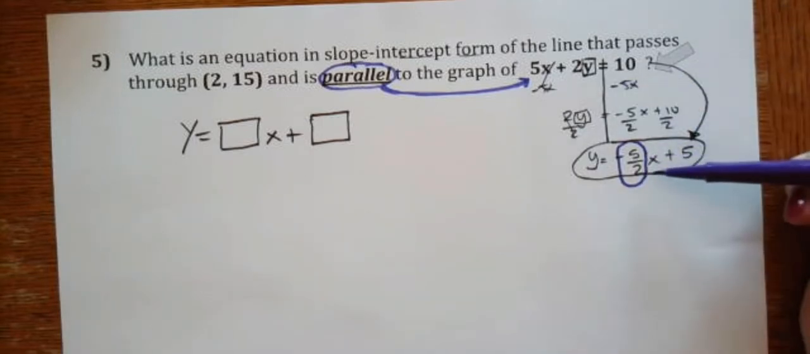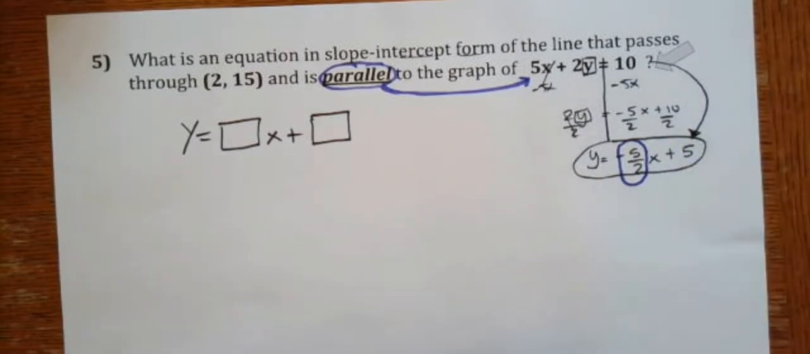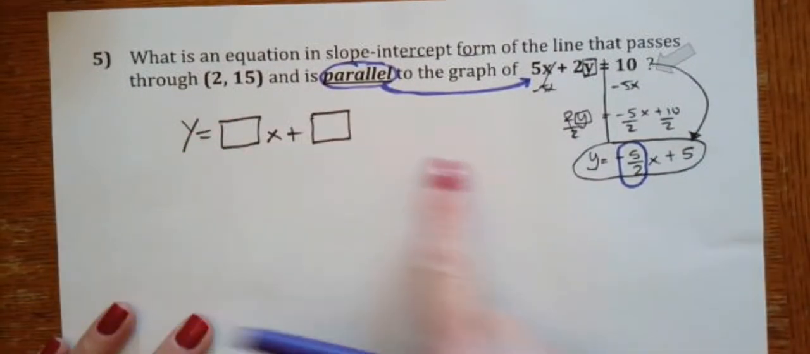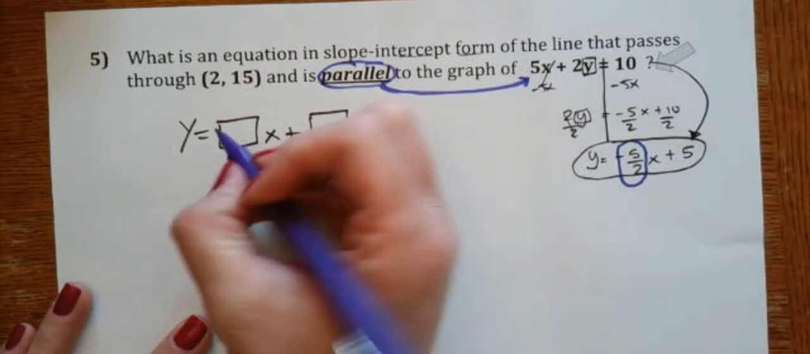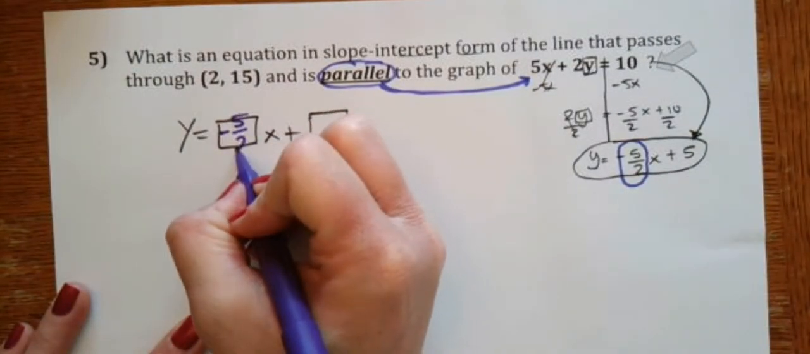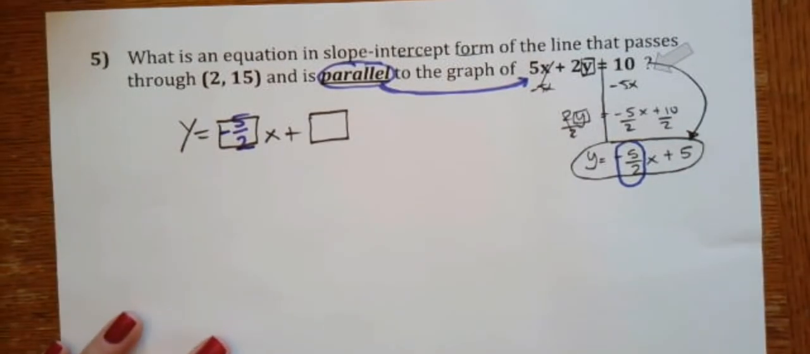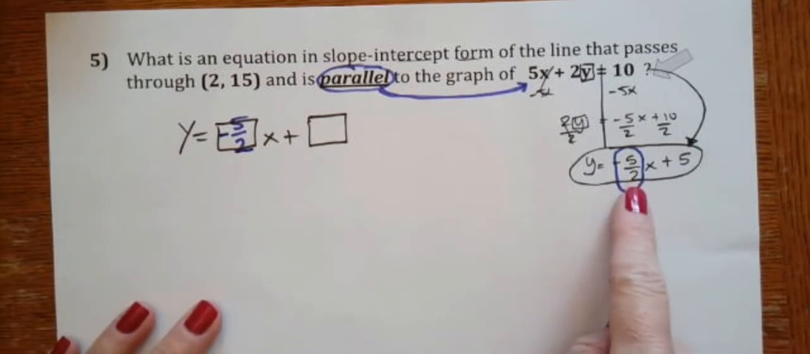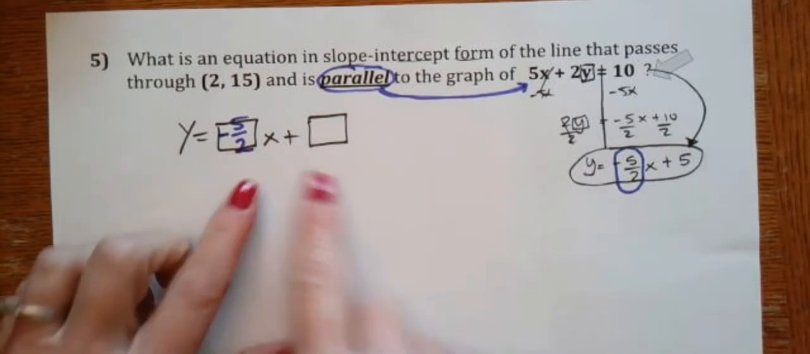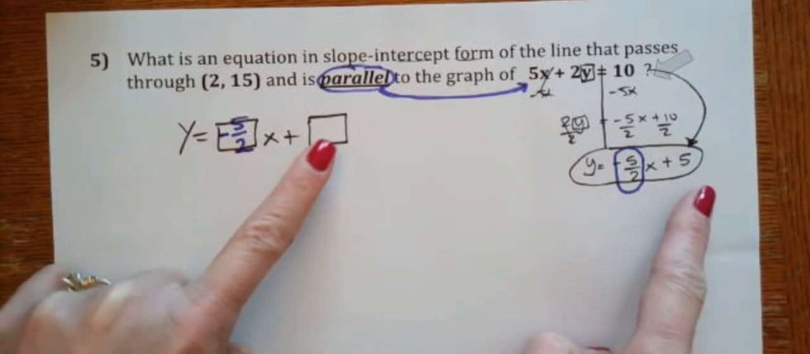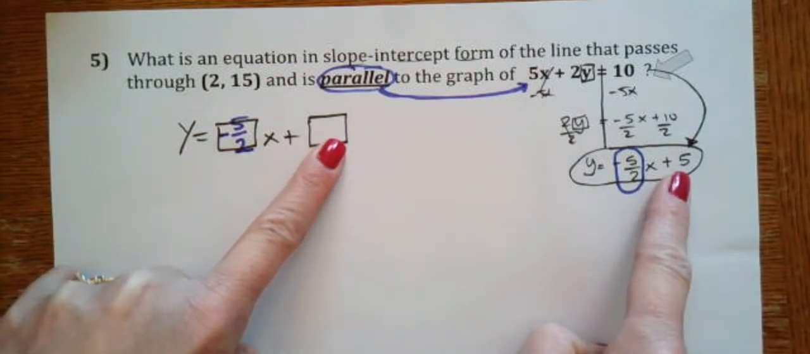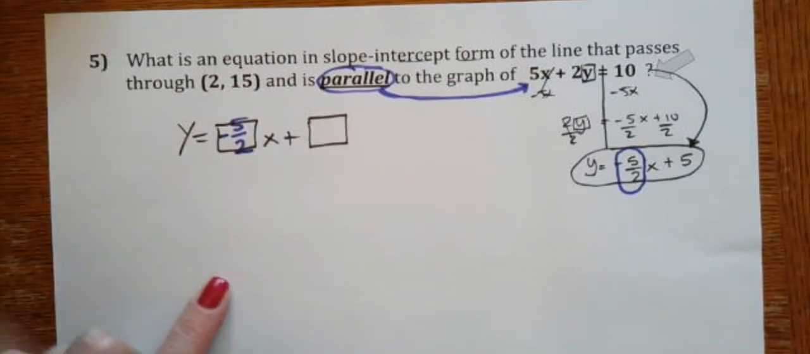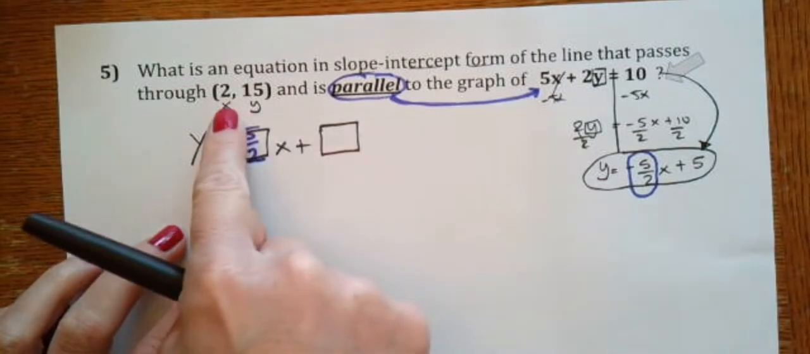Okay, so the slope that they're giving us is negative 5/2, and if we want to find a parallel line, we know that the parallel line we're trying to find has to have the same slope. So I'm going to write negative 5/2 in the slope spot. Now what we need to find is the intercept of this new line that's parallel to this one. They have to have the same slope, but they have to have different intercepts to be parallel. We want this new line to pass through this point, so this point is a solution to this line.